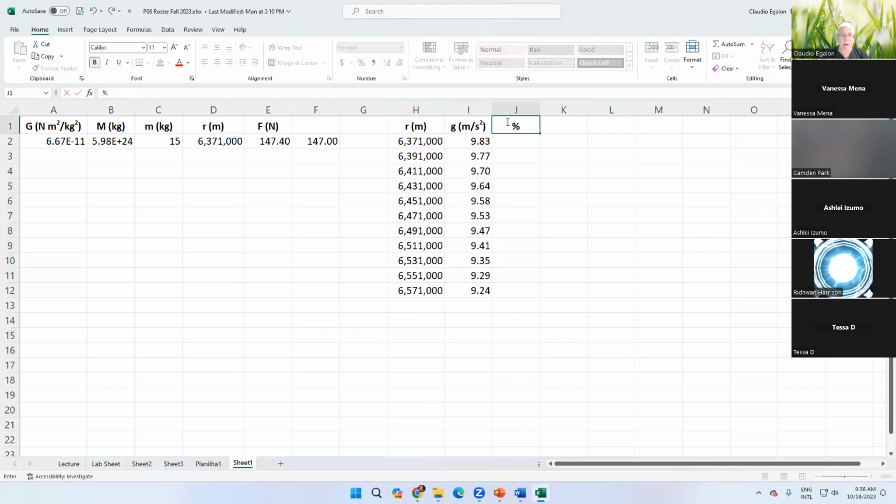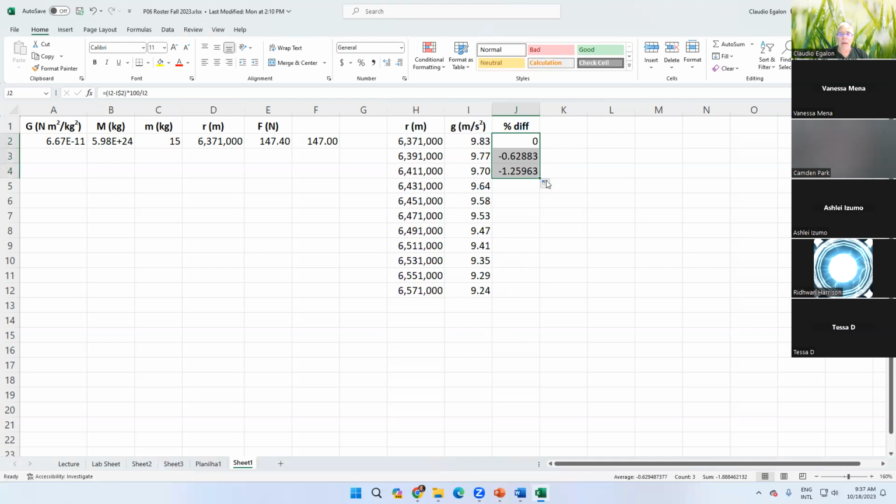Okay, I'm going to even write that down here, percentage difference. That's going to be this value minus this value, with a dollar sign so we don't change, times 100, divided by, okay, I should put this one here, divided by that. Okay, here it's 0% difference.